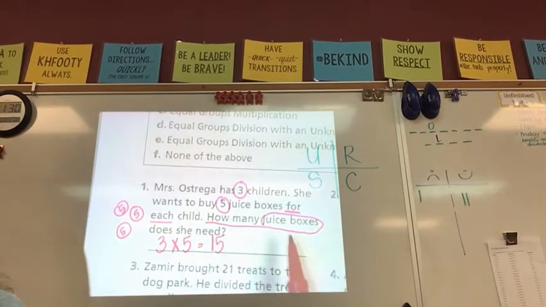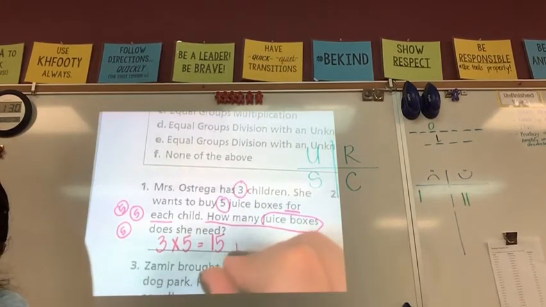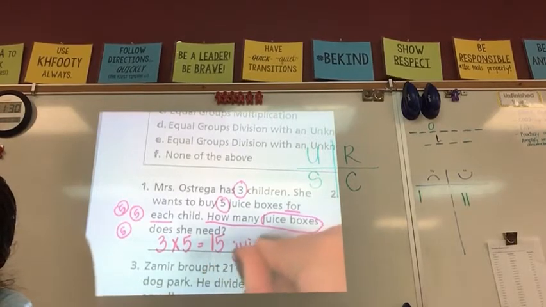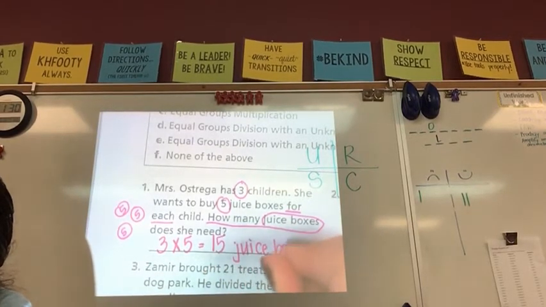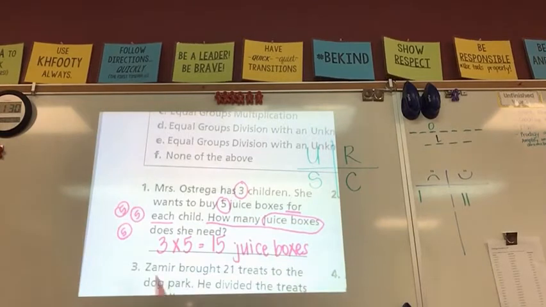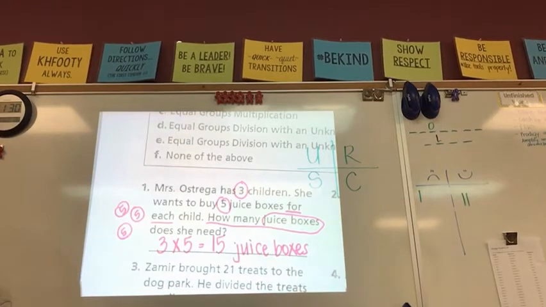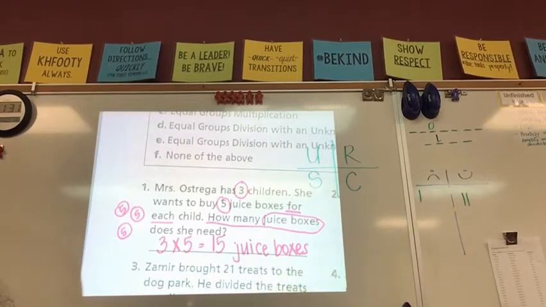How many juice boxes? Something that I want you guys to start working on is making sure your equation, answer, and label is always on the line. Some of you like to put it up by your picture, and then it takes a while for me to find it, and it gets kind of messy with the drawings. So see how it fits perfect on this line? 3 times 5 equals 15 juice boxes.